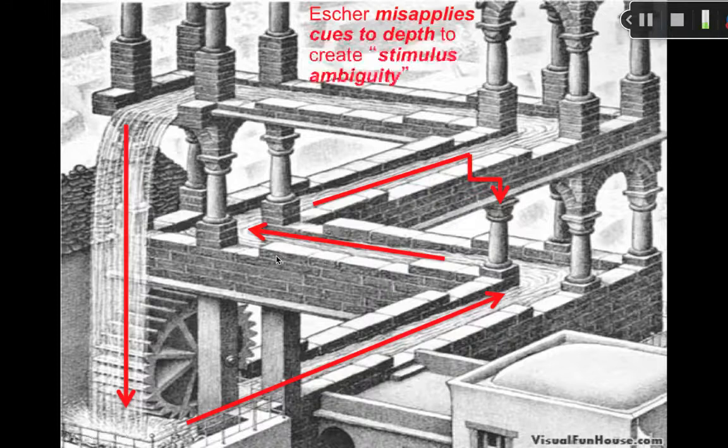So what Escher has done to create an impossible figure is to misapply cues to depth and create what's called stimulus ambiguity. And these are known as impossible figures because what we're doing is we're forming a perceptual hypothesis that it is a three-dimensional figure, possible three-dimensional figure rendered in a two-dimensional space, and artists do this all the time using cues to depth, like, for example, interposition.